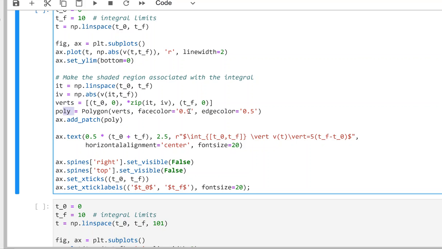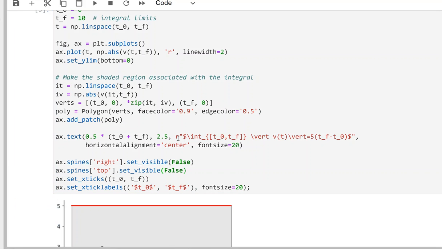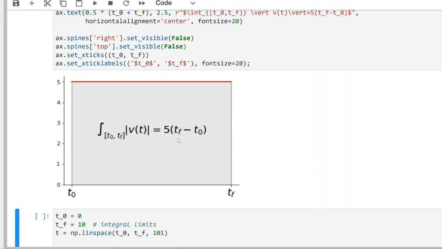This will ultimately make a gray, slightly transparent region that will then be added as a patch. So this is using that polygon that I imported from Matplotlib. I then create some text to describe what's going on with this function. And then this is just getting rid of some parts of the plot that I don't want to appear, but you could turn these to true if you wanted to see what they do. So let's just go ahead and run this and see what we produce.